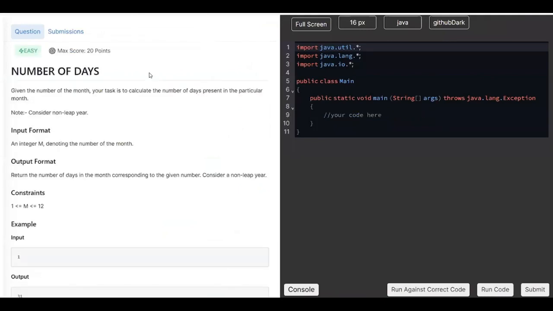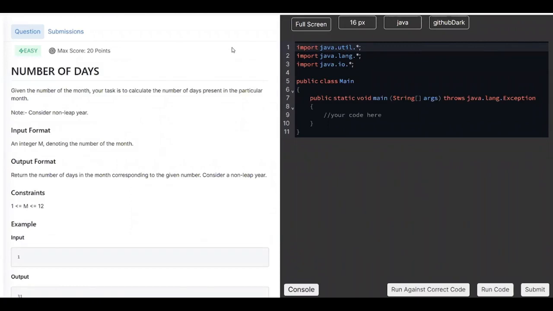Okay, pretty basic question, which is number of days. So let's read the question once. Given the number of the month, your task is to calculate the number of days present in the particular month. Consider a non-leap year. Now, what do they mean when they say a non-leap year? Boss, leap year में क्या होता है? Leap year में February has 29 days and the total number of days in the year is 366. But in case of a normal year, the number of days is 365 and February has 28 days.